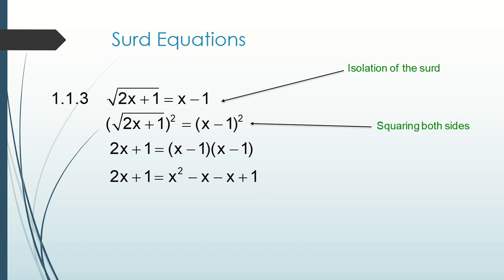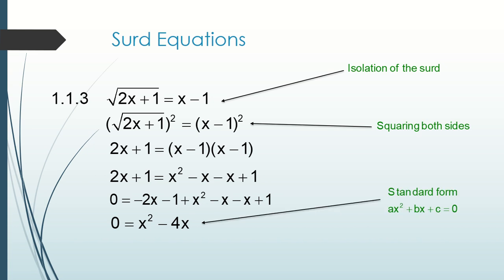Once you are here, your aim now should be to get to standard form because you have a quadratic equation. So we move everything to the right hand side. You can see that 2x was positive, but now it's negative. 1 was positive, but now it's negative. If you simplify, you get 0 equals x squared minus 4x. Now this is your standard form.